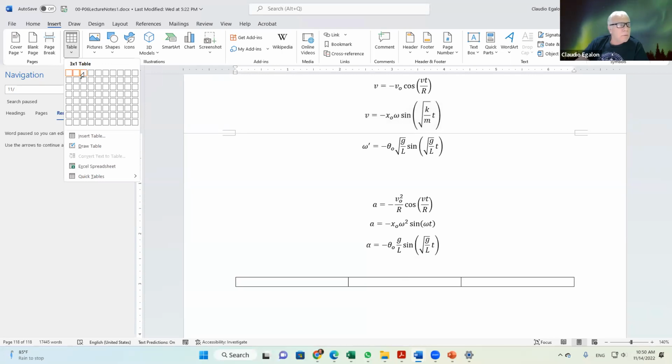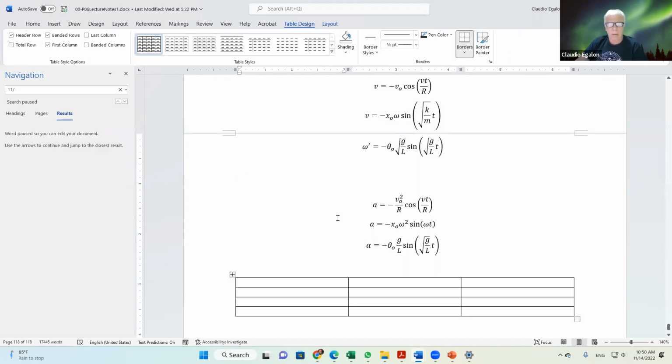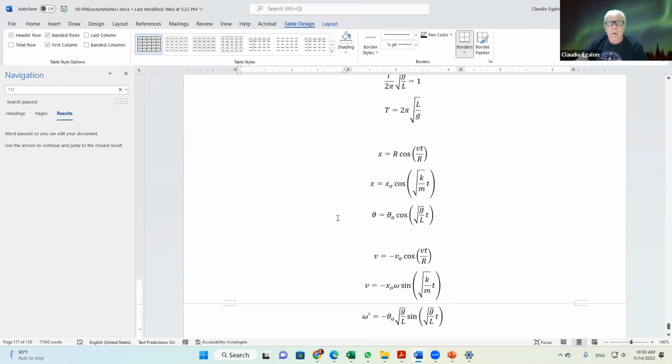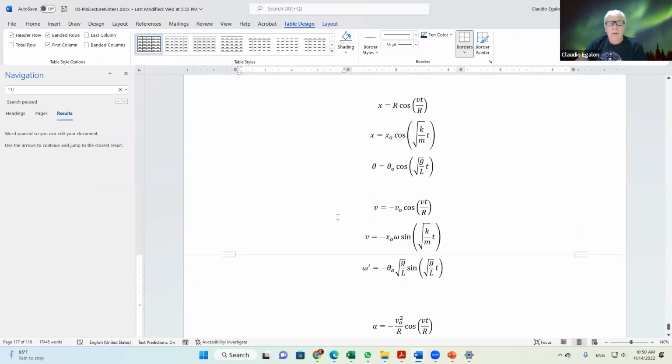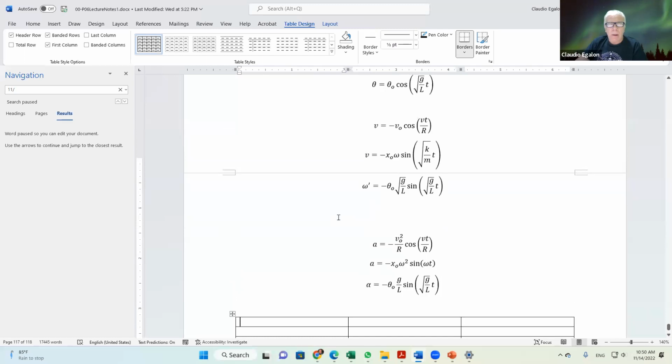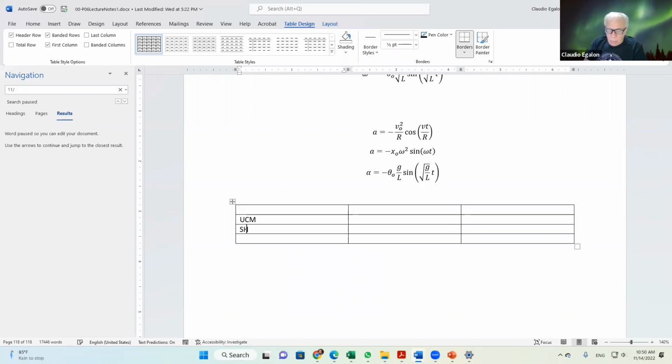Okay, so you can go ahead and insert our table. Let's see, 1, 2, 3, 4, right? Maybe it's going to be better to do it this way. I'm going to put it in a table format so you can have a better picture of what is going on, right? Here it's going to be UCM. Here simple harmonic motion. Here goes simple pendulum.